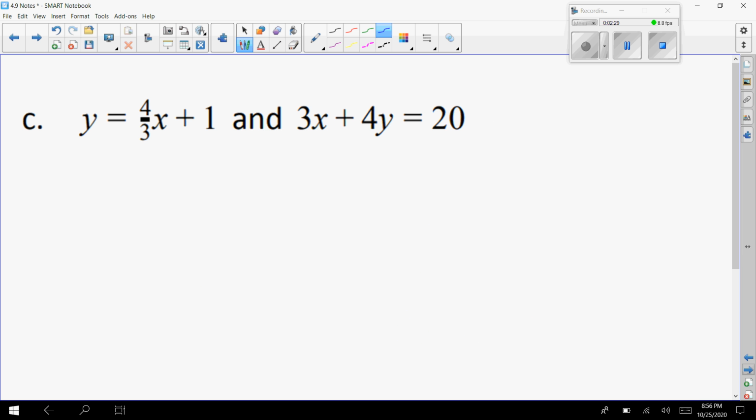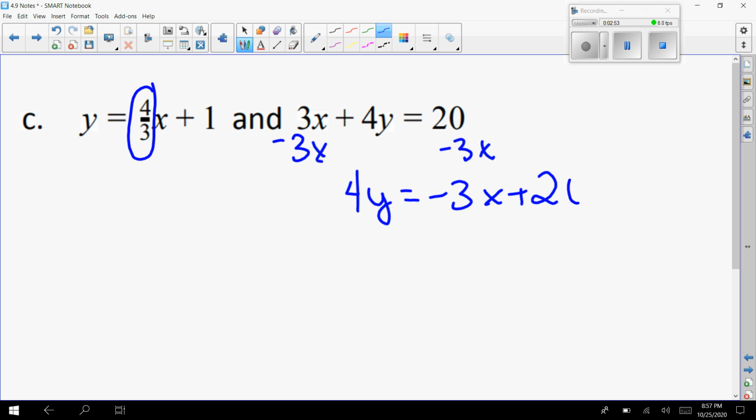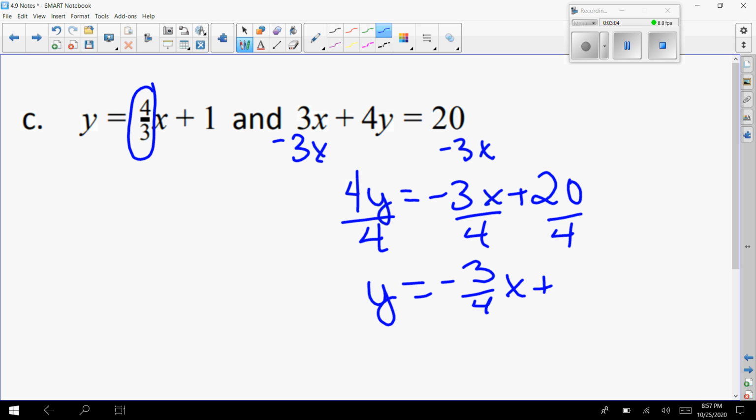In the next one, we have the first equation, slope is 4/3. In the second one, the equation is in standard form. We need to change it to slope-intercept form to know the slope. To do this, we subtract 3x from both sides. We get 4y equals -3x plus 20. We then need to divide everything by 4 to get y equals -3/4 x plus 5. The slope is -3/4.